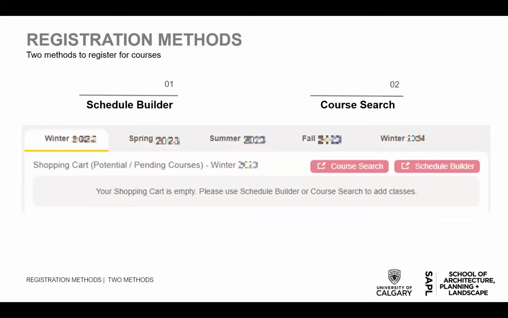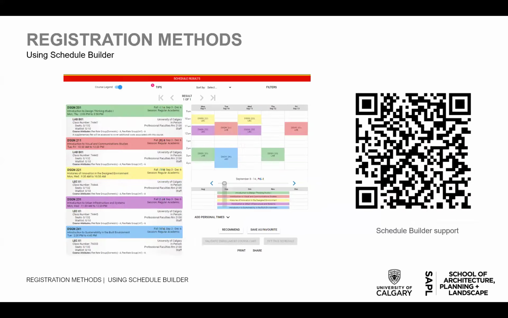There are two methods to register for classes, and they're both located on the main page of your Student Center: Schedule Builder and Course Search. I recommend using Schedule Builder first to enroll in your classes. The QR code on the right will take you to a lot of helpful information and videos on how to use this system. You can use Schedule Builder to piece all of your courses together by each term, and it's a nice visual to see how it all comes together.